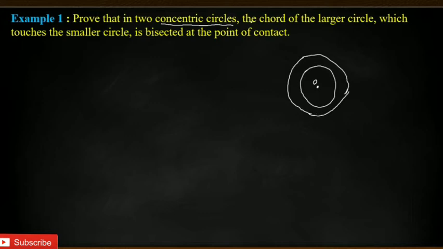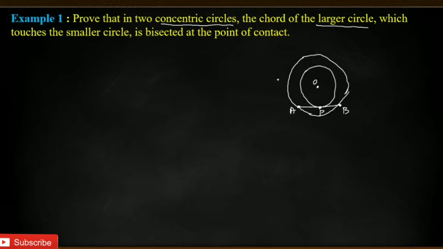Okay, right. The chord of a larger circle. So we have to draw one chord for the larger circle that touches the smaller circle. I'm drawing one chord for that bigger one. This is a chord, let me name it AB. So AB is a chord. That chord AB touches the smaller circle at the point P.